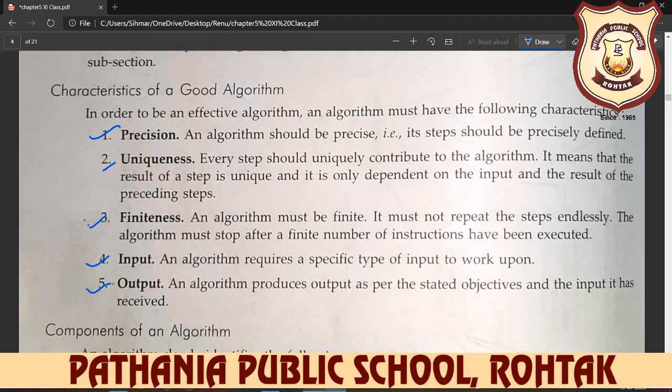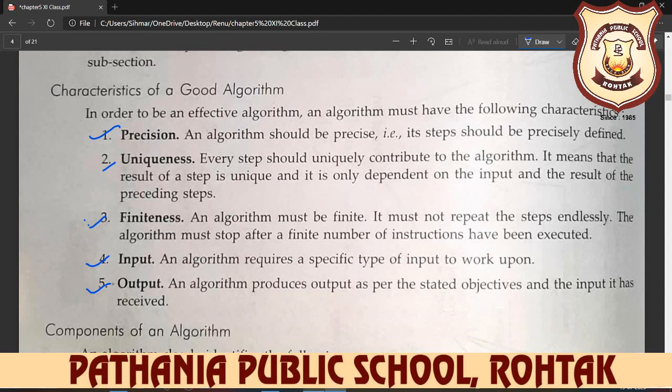How is uniqueness shown? For example, again we take the same example, addition of two numbers. First we take the values of two numbers, then we add them. So every step is different from the others. Finiteness: an algorithm must be finite, it must not repeat the steps endlessly. The algorithm must stop after a finite number of instructions have been executed.